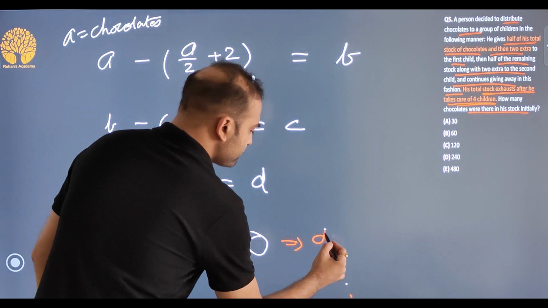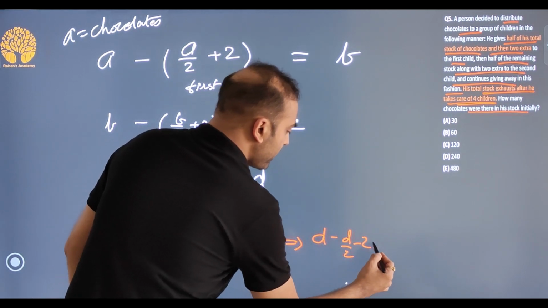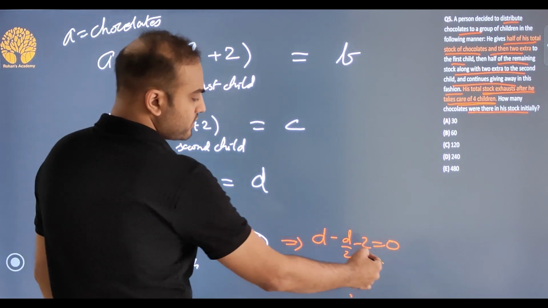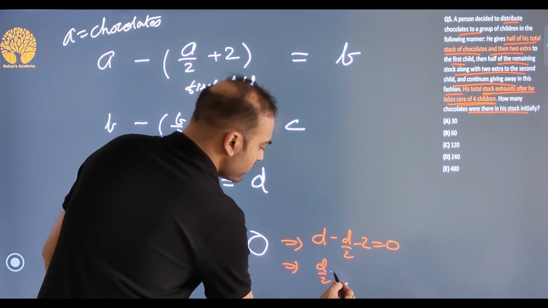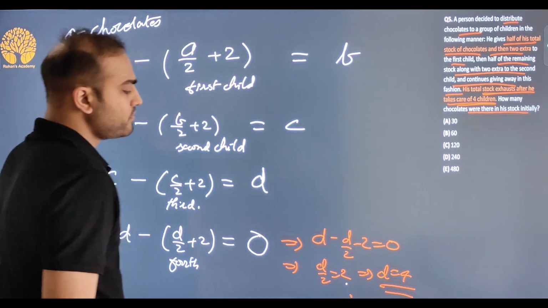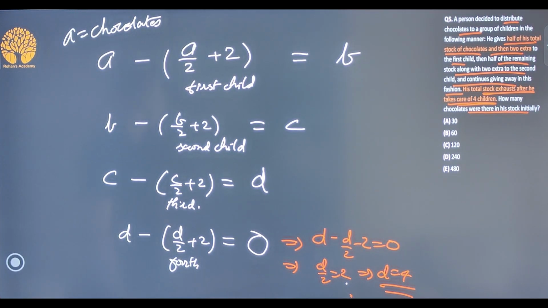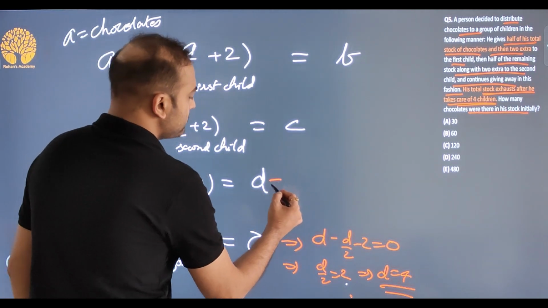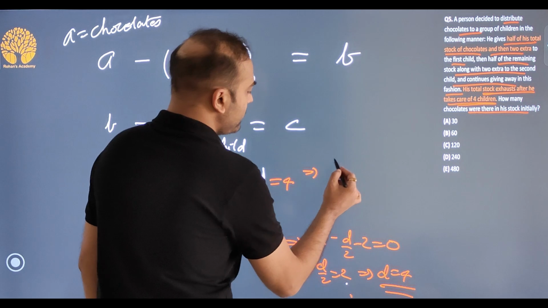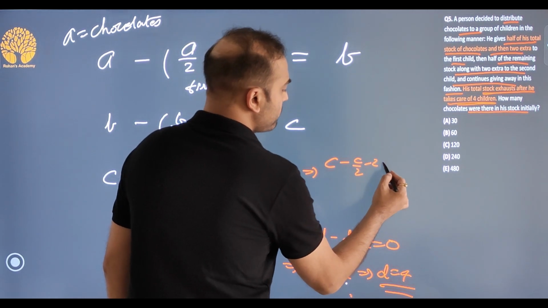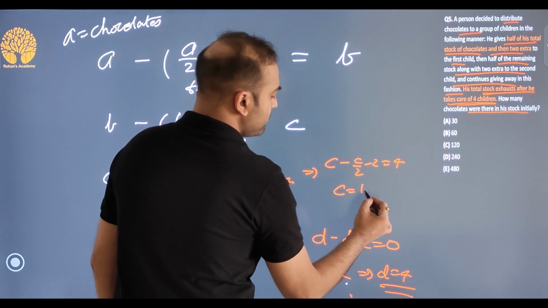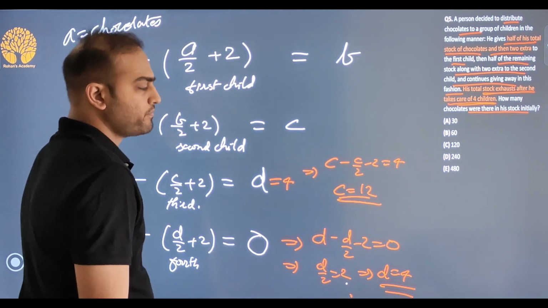So D minus D by 2 minus 2 is 0, right? If I solve that, this 2 goes there, D by 2 is 2, D is 4. So I know D is 4. That means this is 4, right? Now I solve the same way. C minus C by 2 minus 2 is 4. 2 goes there, 6. C becomes 12.